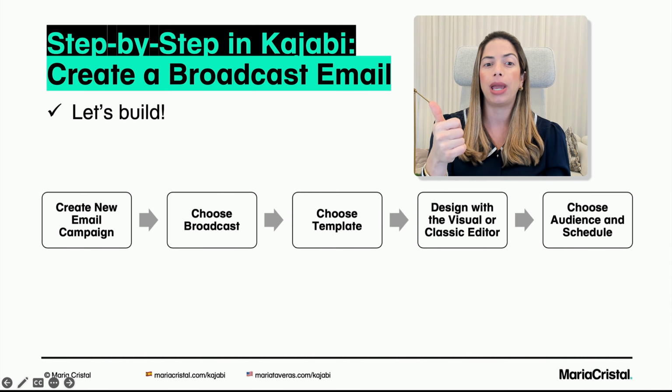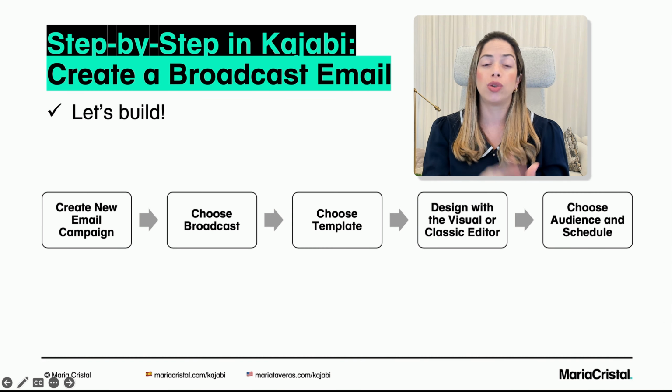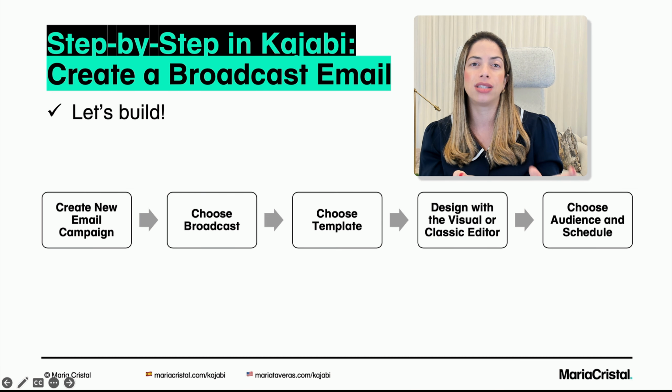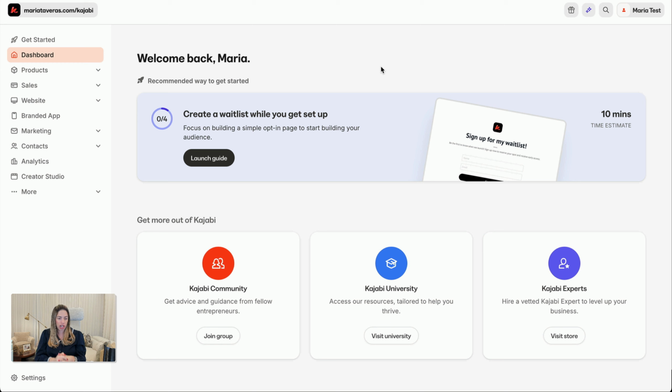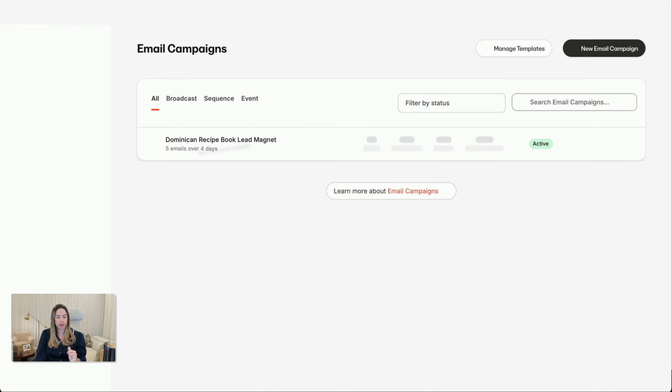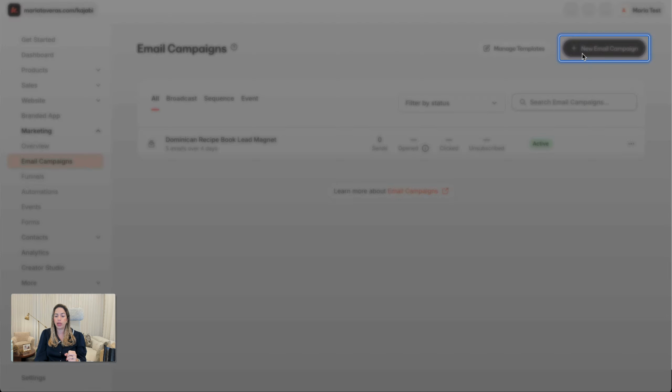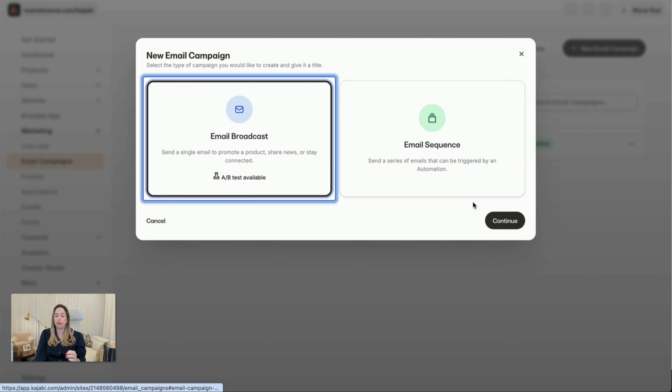What will we do? We will create the campaign, choose a broadcast, choose a template, design the content, and then an audience and schedule. So now we're inside Kajabi, and to create our first email broadcast, we're going to marketing, email campaigns. We're going to click on new email campaign and click email broadcast.